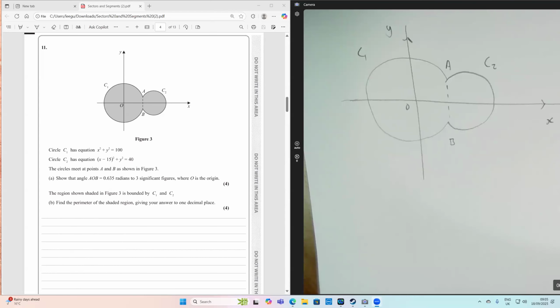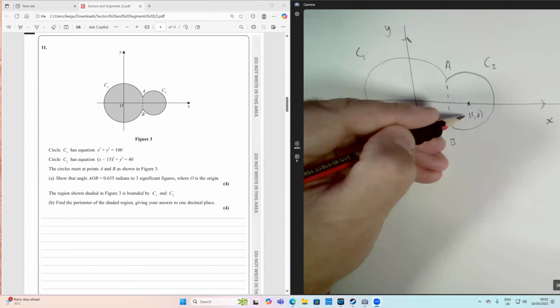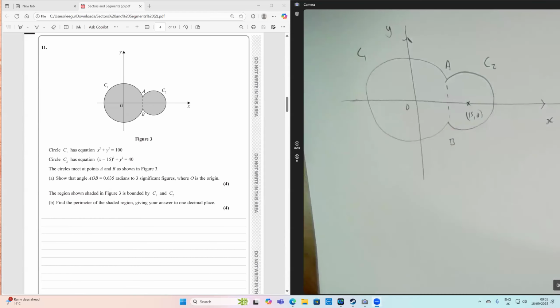So it says we've got circle C1 has the equation x squared add y squared is 100, so it's centered on the origin. And we have circle C2 has the equation x minus 15 squared add y squared equals 40. So I think the first thing to observe is that this point here, which could be useful to us, has the coordinates 15, 0. So the center of C2 is at 15, 0.